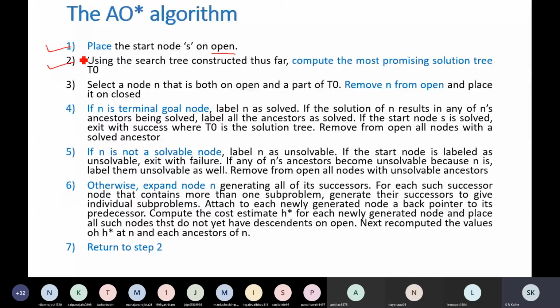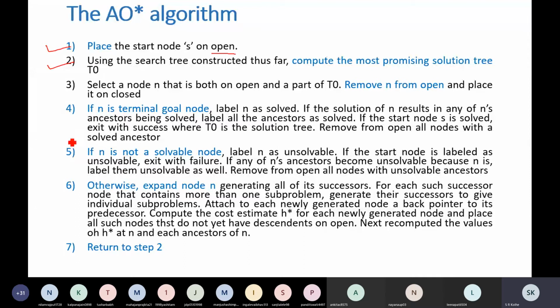Second step, using the search tree constructed so far, compute the most promising solution tree T0. Initially only S will be there, so this step as such will not come into the picture. Only S will be on T0 in that case.